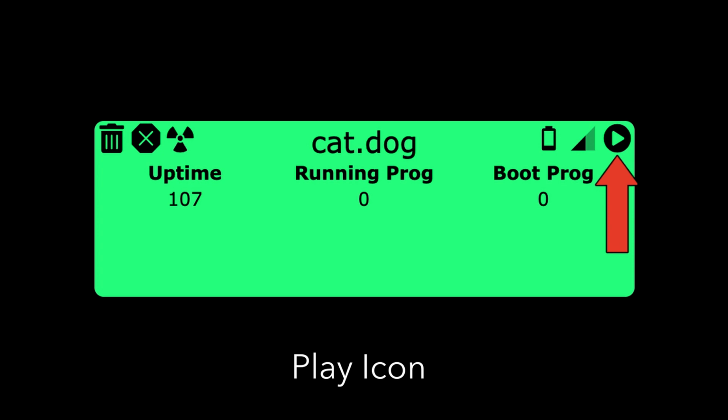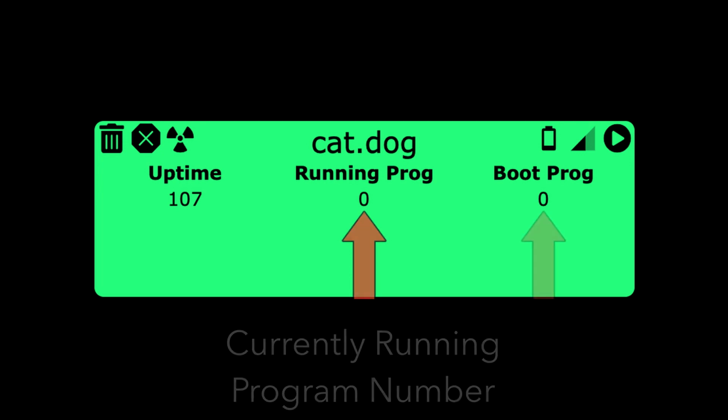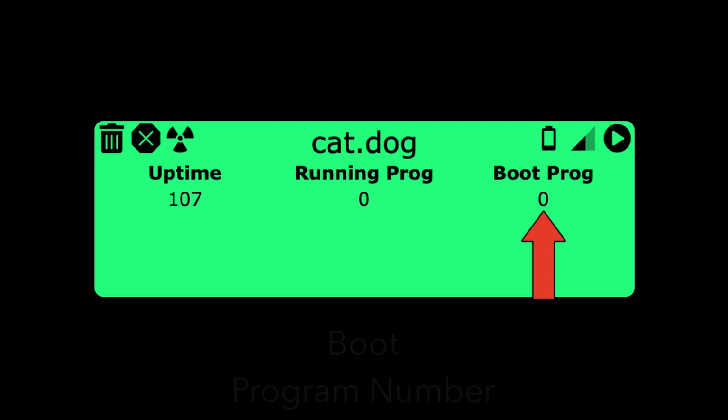This is where you will spend most of your time using the JackBord. This is the number of seconds since the JackBord was last rebooted. It tells you how long the JackBord has been powered on. This is the number of the currently running program. The boot program number is the number of the program the JackBord has been set to run when it is turned on. 0 means that no program will be run at boot.